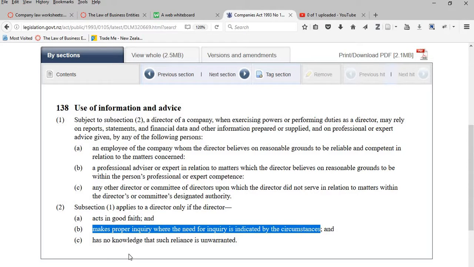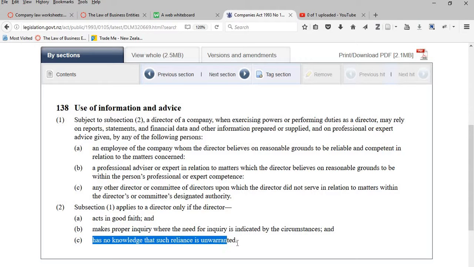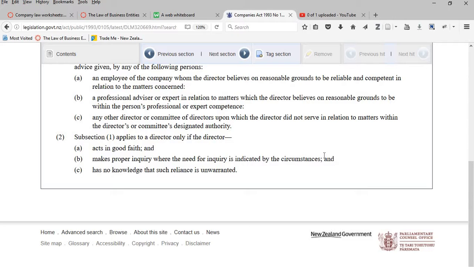So should we check them out? Has no knowledge the reliance is unwarranted. If I need to do a solvency test for a company before distributing to shareholders, and I get the advice of KPMG, the accounting firm, I don't need to make inquiry. So it's not indicated. I can rely on them.